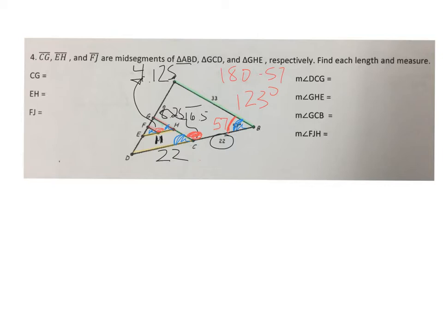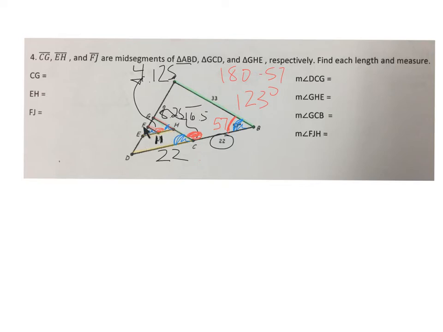finding the length and the measures. And have we found CG? Yes, we have. That was 16.5. Have we found EH? Yes, we have. That one, E to H, was right here. That one was 11. And FJ was this little one.